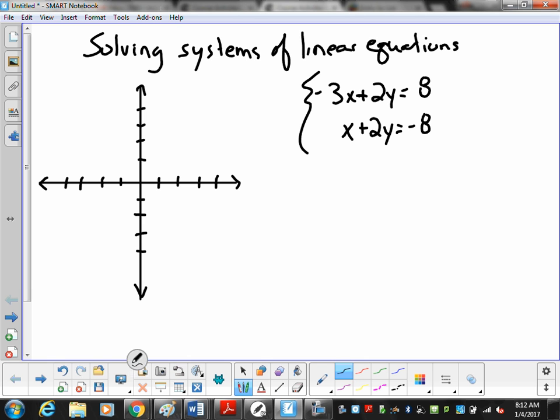So how do we graph an equation? It goes back to the first semester. Anybody remember? Okay, we need to get the equation into slope-intercept form. And slope-intercept form is y equals mx plus b. So you need to get y by itself on both equations. Okay, so let's start with that first equation.